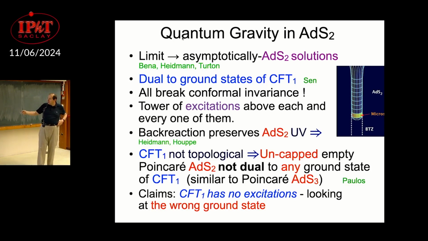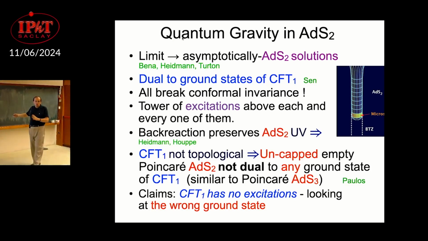And therefore, the uncapped empty Poincare AdS2, like the one of the BTZ throat, so just take an empty AdS2, that one is not dual to any ground state of the CFT. Essentially what this argument is saying is that all the supersymmetric ground states of the CFT1 break conformal invariance, and the solution which has conformal invariance is not dual to any ground state of the CFT1. So this is an argument which one can make, but there are some caveats about how to do the right correlation functions in the CFT1. This is something which we are discussing. But it looks like this is going to be the story for this AdS2.